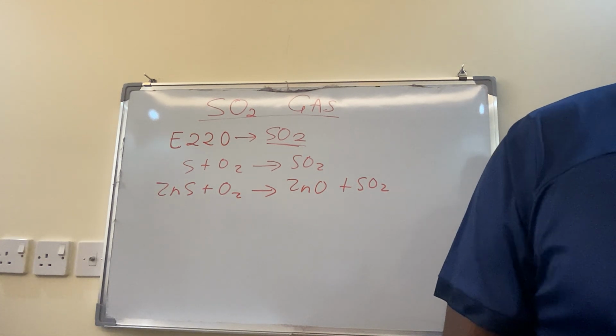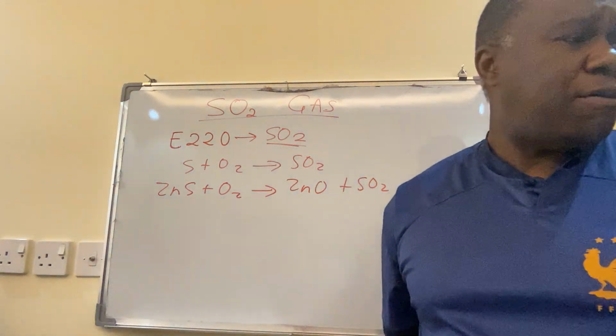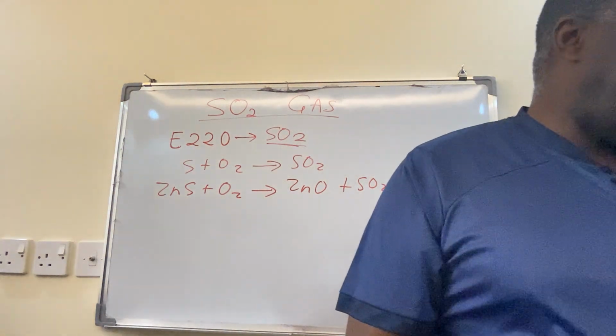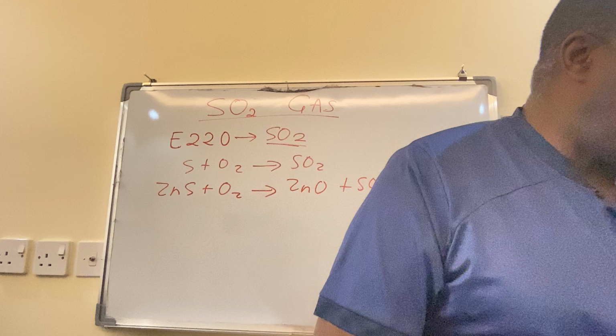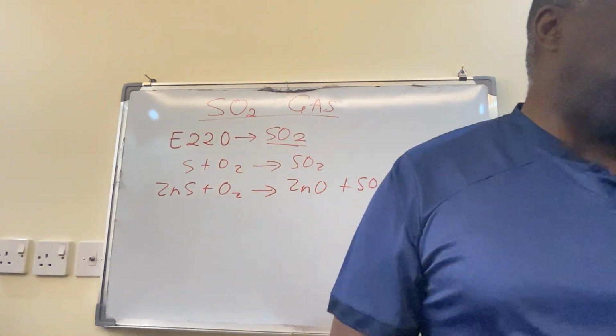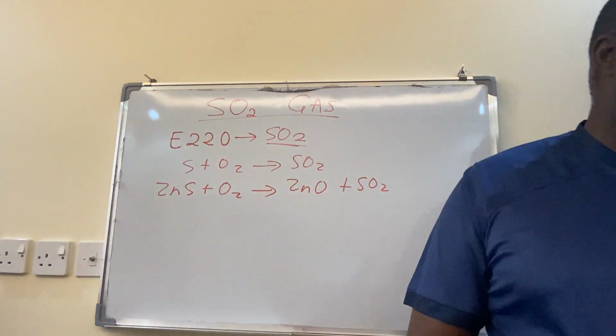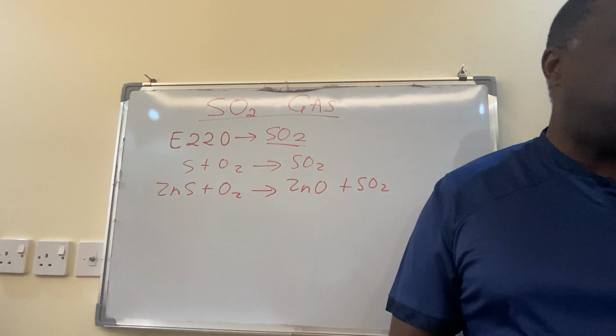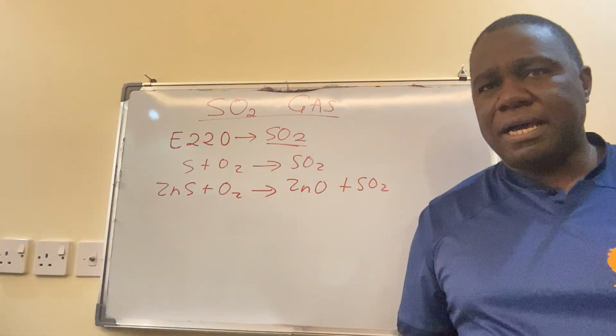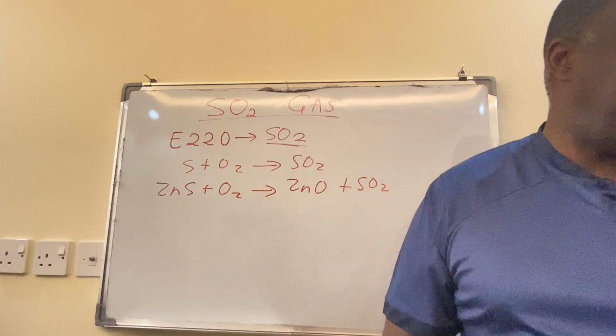It has found a number of uses, and besides being used in the contact process, it can also be used in bleaching of several substances when we are preparing wood, pulp, silk, even straw. It can also be used in the making of wine, insecticide, fungicide, and so forth. Because of its acidic nature, sulfur dioxide can also be used for that.